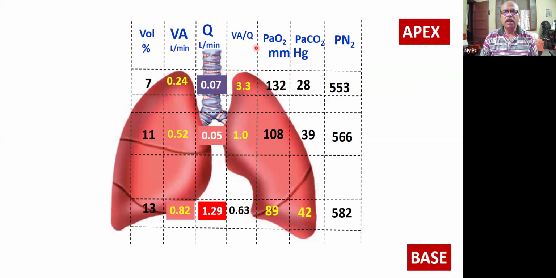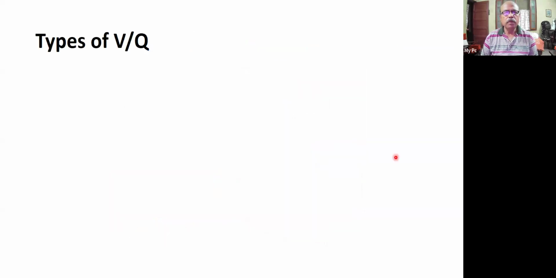This is a VQ. The VQ ratio is 3.3 to 0.6, and the partial pressure of oxygen from 132 here in the apex has gone down to 89, but the range of PaCO2 change is only 28 to 42. So what are the different types of ventilation perfusion ratio?